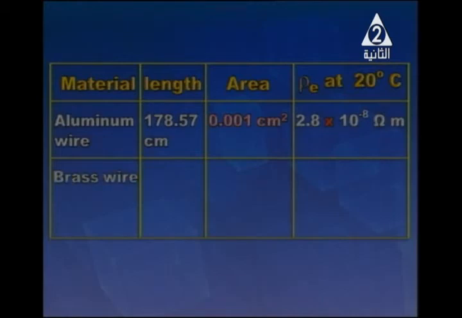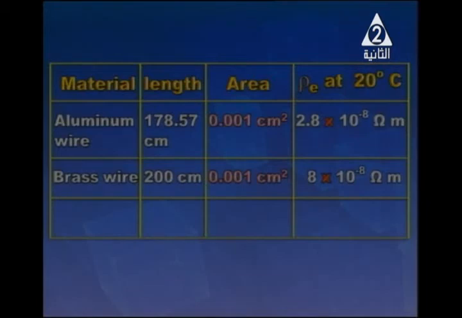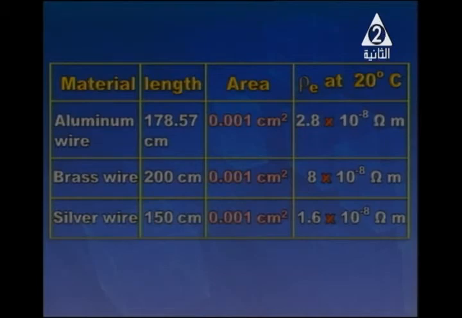And we've got brass wire, length 200 centimeter, same cross-sectional area, 0.001 centimeter squared. Resistivity is given as 8 times 10 power negative 8. And finally, silver wire, length 150, same cross-sectional area, and 1.6 times 10 power negative 8 is resistivity. So we've got aluminium, brass, and silver.